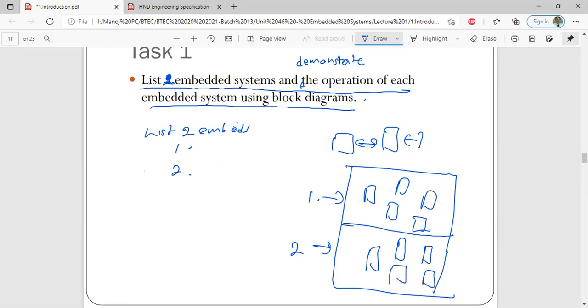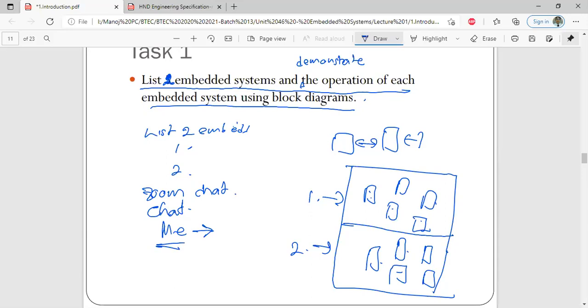So this is the task that I am giving to you. You have to demonstrate the operation of each embedded system using a block diagram, and using chat, please send it to me. Take a piece of A4 paper, then demonstrate the operation of two embedded systems, one and two. Then take a photo, upload it to Zoom chat, and send it only to me, not to everyone. You can select where you send the chat.